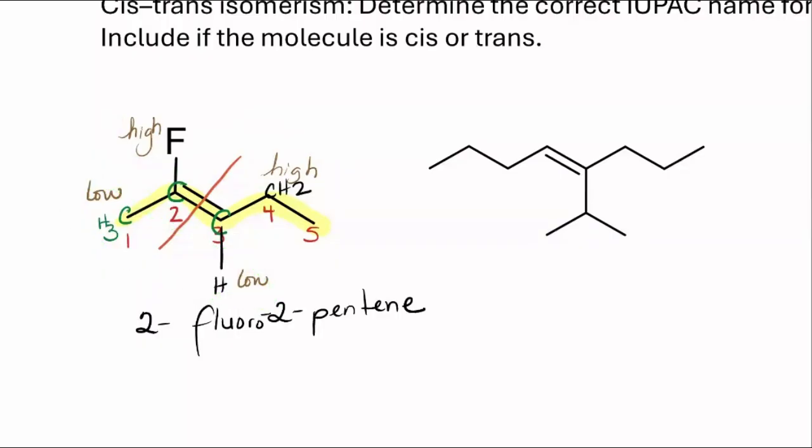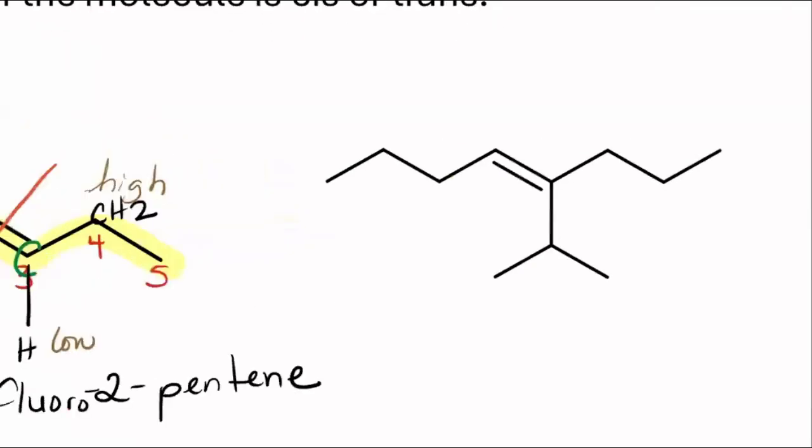So that means that this 2-fluoro-2-pentene is the cis stereoisomer. Let me just change the color of this. And the one letter designation for cis is actually the letter Z. So this molecule specifically is cis 2-fluoro-2-pentene. Let's do one last example for this concept. Let's look at this one.